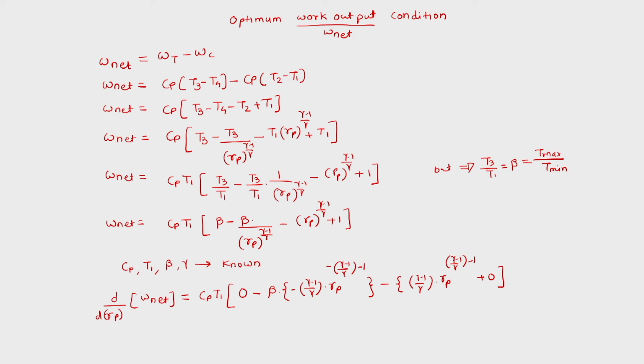But our job is to find the condition for maximum W net. So the Rp condition that leads to maximum W net is where this differential will be 0.